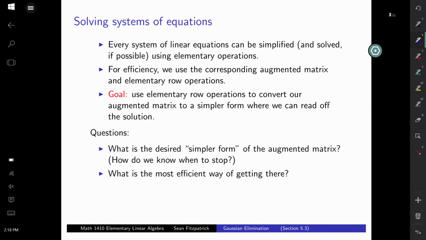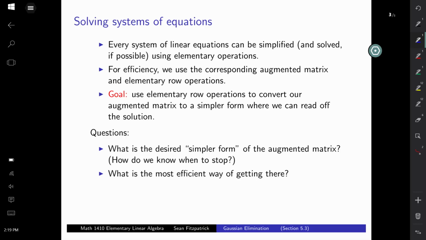Okay? And so basically what we want to do is use our row operations to get this thing down to a simplified form, and from that simplified form, read off what the solution to our system is. The only thing is we have to agree, first of all, on what is the most desirable, simpler form. If we're going to program a computer to use this algorithm to solve a system, we have to tell the computer when the algorithm terminates. When do we stop? When do we know that we're done? So that's one thing we have to know: when do we finish?